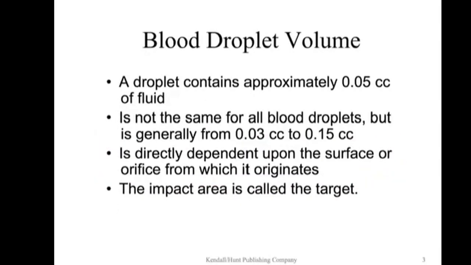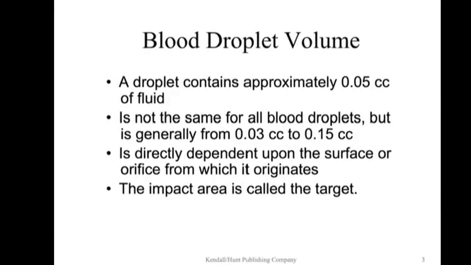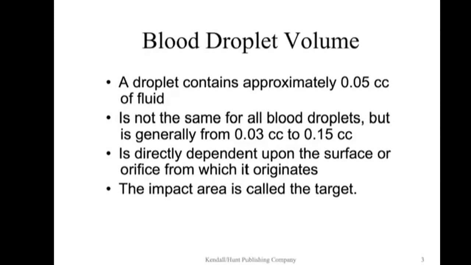So understanding a blood droplet by volume, it's approximately 0.05 cc's of fluid. It can range from 0.03 to 0.15. It depends on the characteristics of the blood, where it's coming from, the velocity, and things like that. And the surface that it comes from, for example, if you're going to hit something at high velocity, low velocity, that's going to obviously then change how much blood is in the droplet.